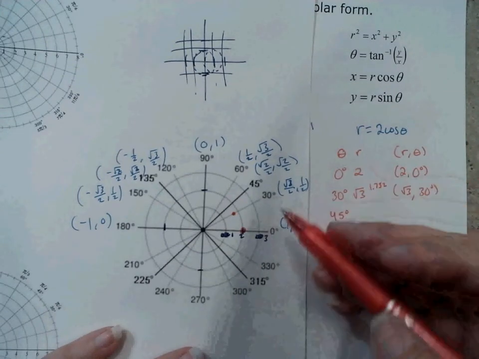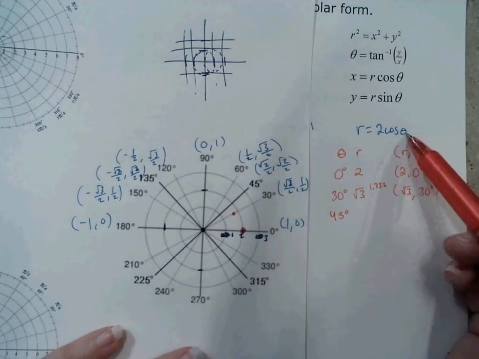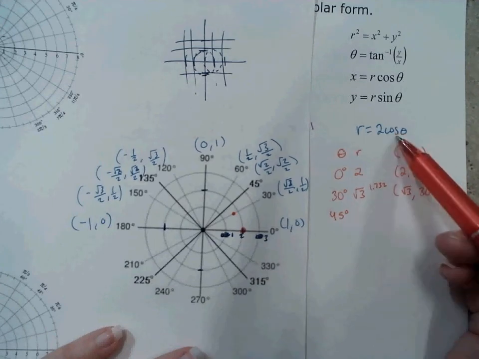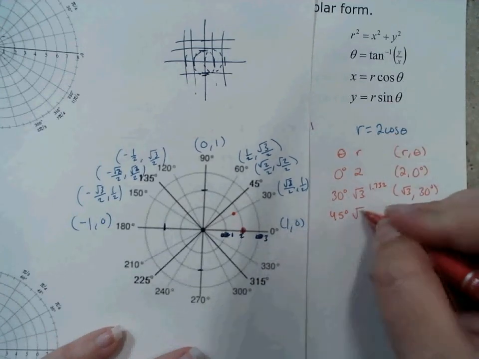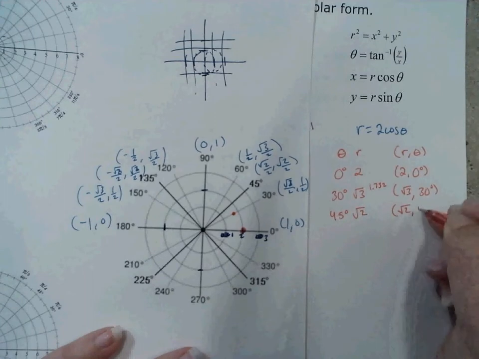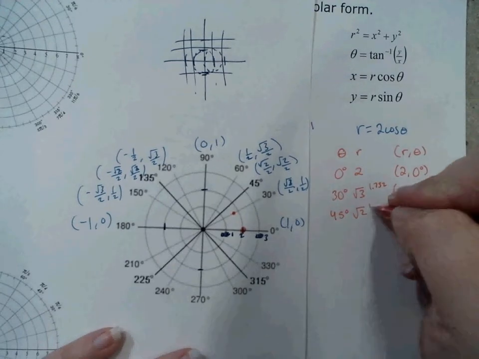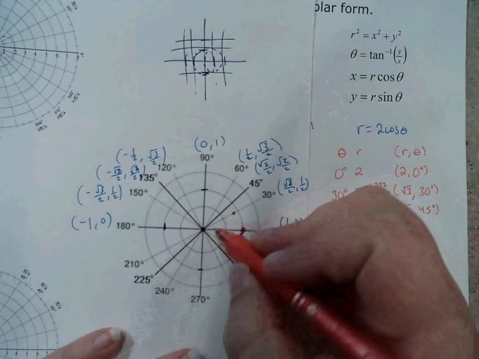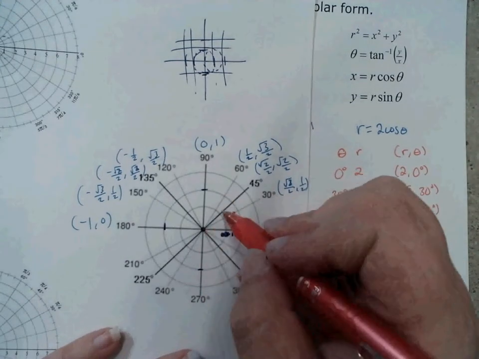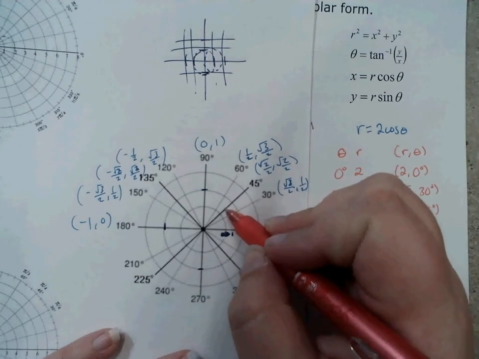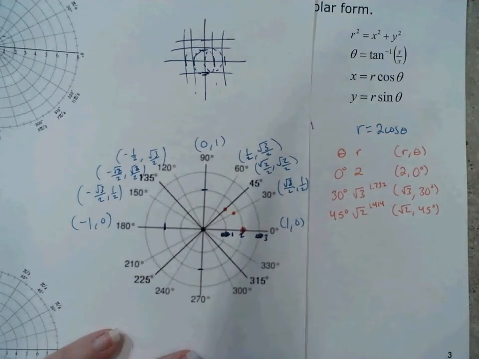Then if I go 45 degrees, cosine of 45 degrees is square root of 2 over 2. So square root of 2 over 2 times 2 is square root of 2. So I've got square root of 2, comma 45. And square root of 2 is 1.414. So at 45 degrees, I'm going to go out a radius of 1.414. Halfway is right there, so 1.414 would be a little less than halfway.